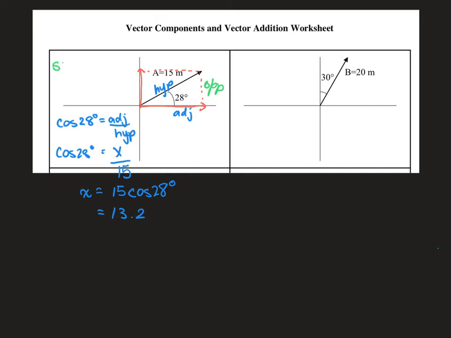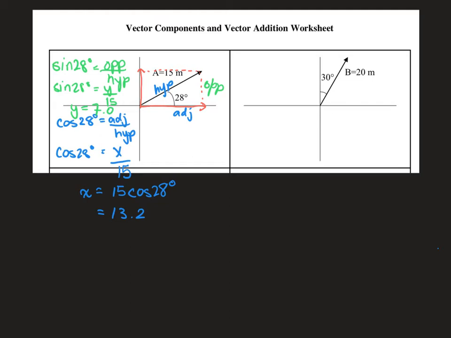So now I've got sine because I'm going to use opposite over hypotenuse. So sine 28 is going to be that opposite over hypotenuse. If I put in the values I know, sine 28 is going to be the opposite, we're going to call it y because it's in the y direction, over 15. Moving that around and putting it in my calculator, 15 times sine 28 is 7.042 and so on. Let's round it to one decimal place since that's what my x value has.